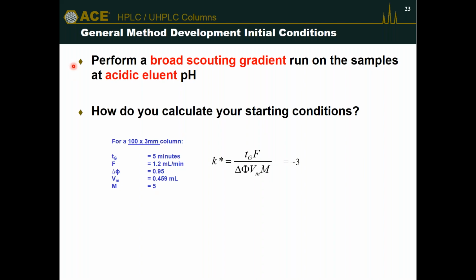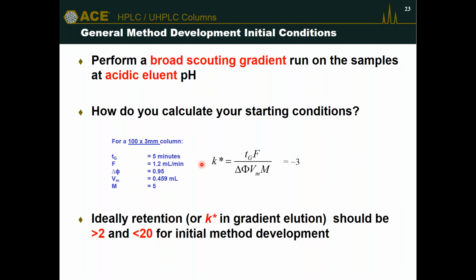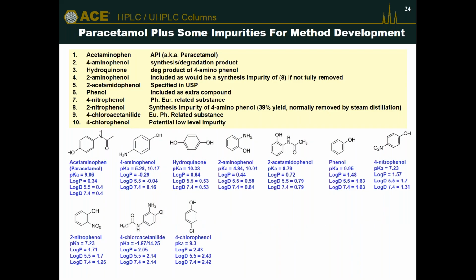How do you calculate your starting conditions? So the gradient and so on, the flow rate, well, this depends on the instrument you're using, the maximum pressure, and of course your column dimensions. So this is where this equation comes in handy. So we solve this equation for K star of around 2 or 20. Some people say 5 or 10. It really does depend on you and your lab. You can solve this equation because you have all of the data for these different variables, and then that produces your starting conditions.